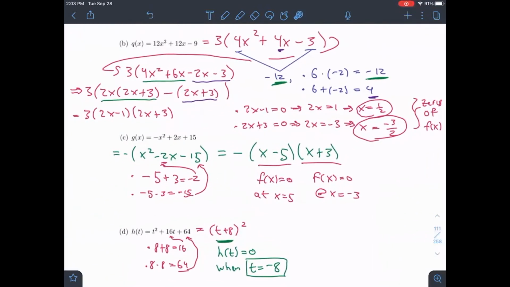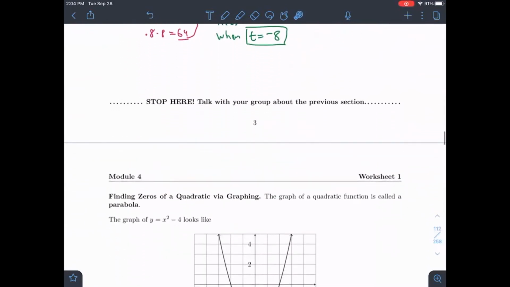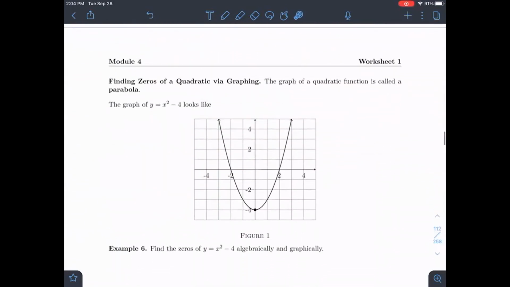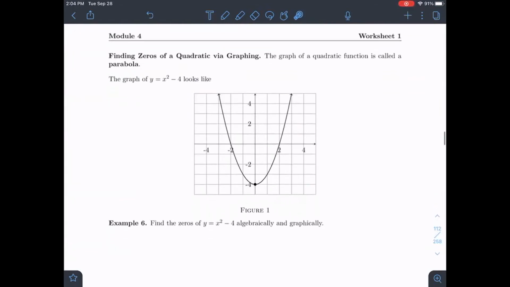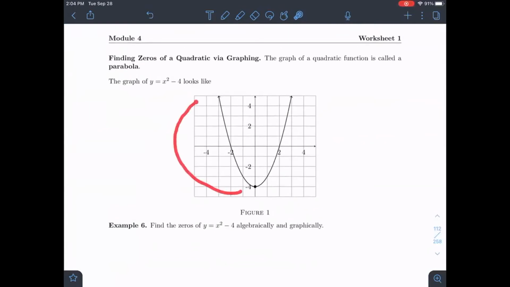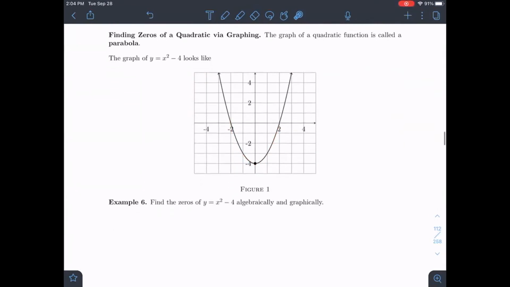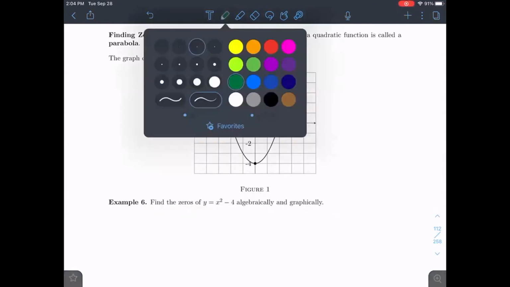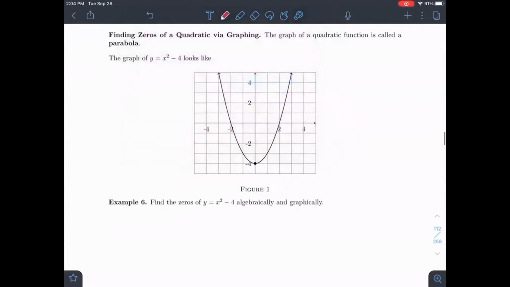Okay. Yeah, and then this next one is pretty quick. So we've been finding zeros of quadratic equations algebraically, but you can also do it graphically as well. So pictured here is the graph of x squared minus 4. This is just x squared shifted down 4 units, as we talked about earlier. And so for example 6, it wants you to find the zeros of x squared minus 4 algebraically and then graphically as well.